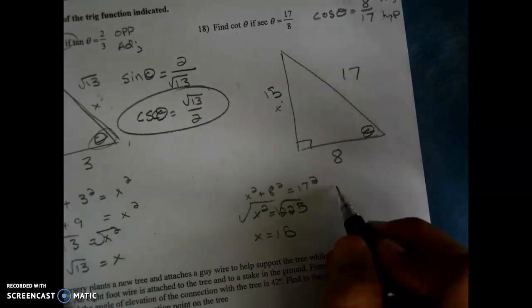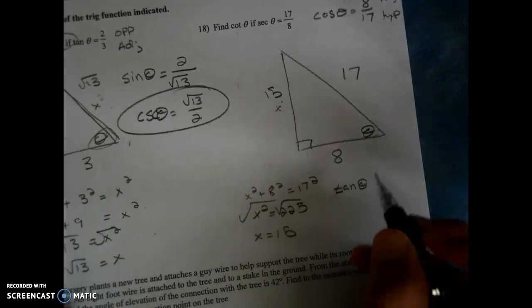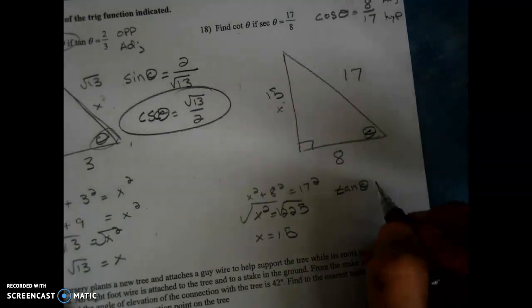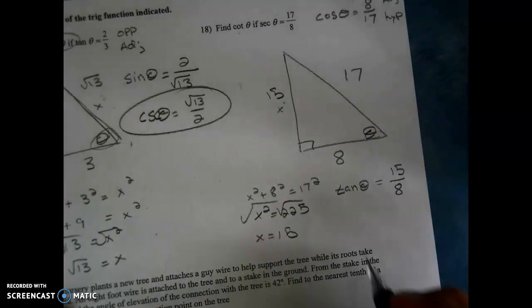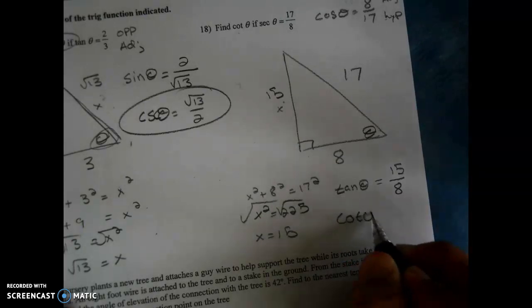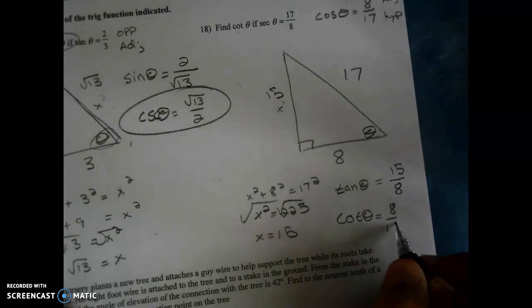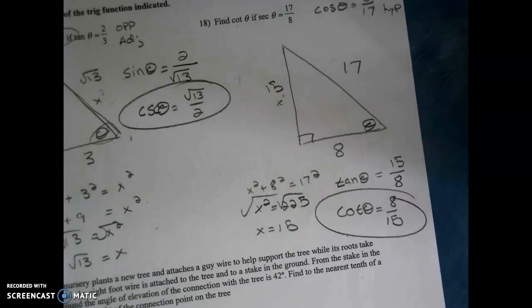So now I can find my tangent. My tangent is opposite over adjacent, so it's equal to 15 over 8. Well, my cotangent is just the reciprocal of that. Cotangent of theta is equal to 8 over 15. There's my answer.